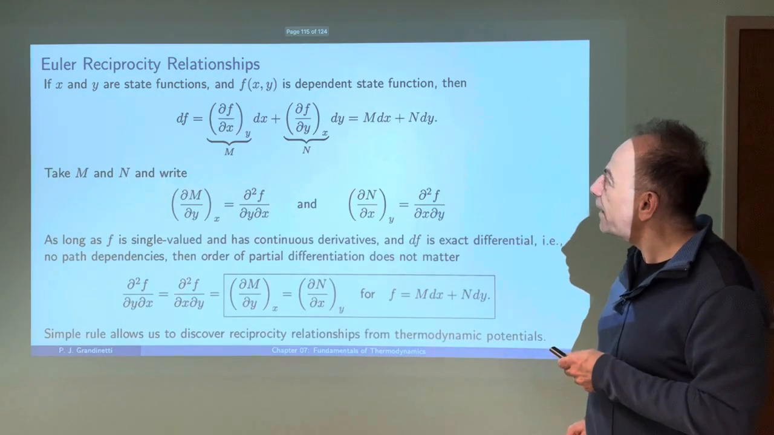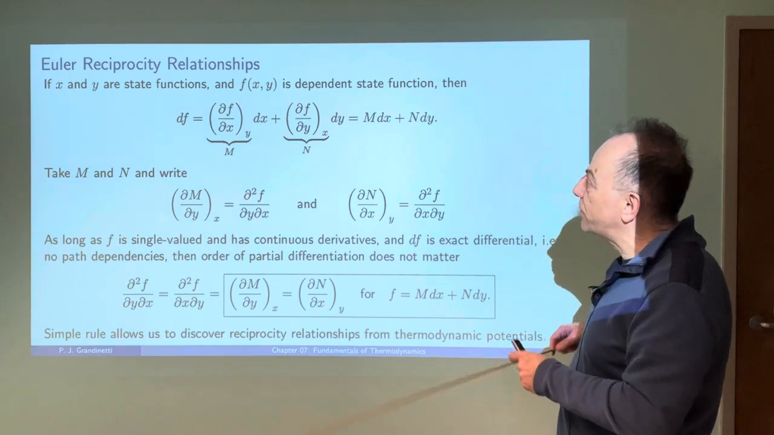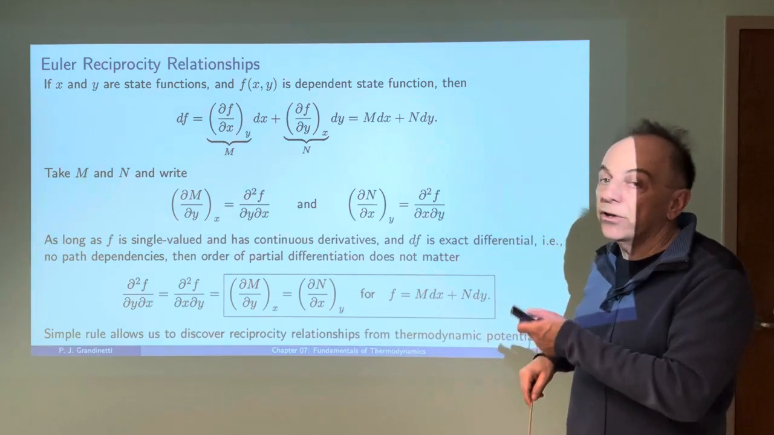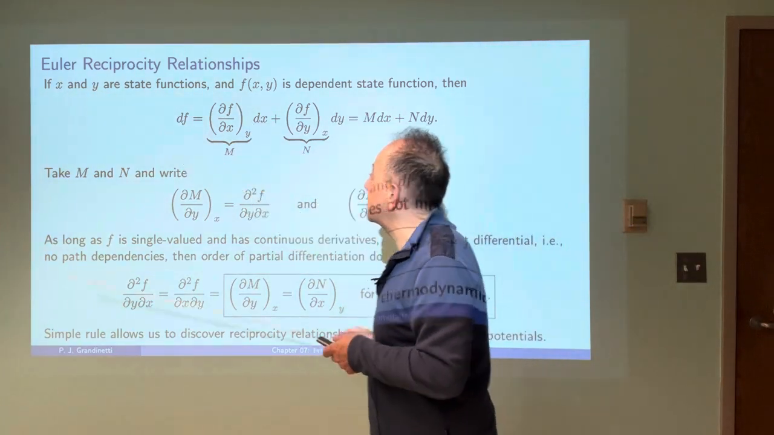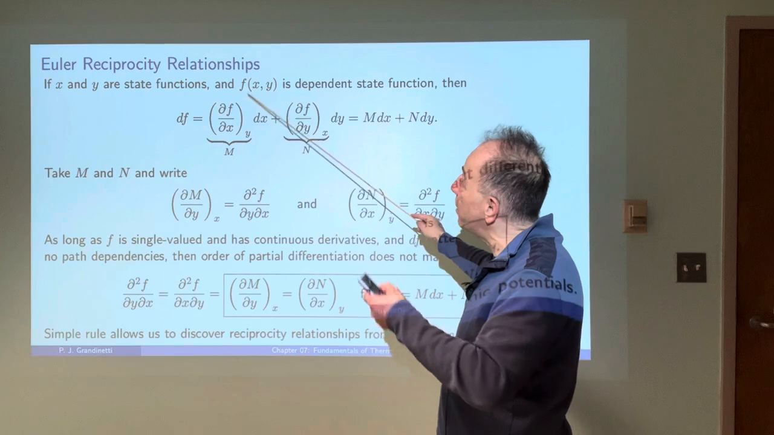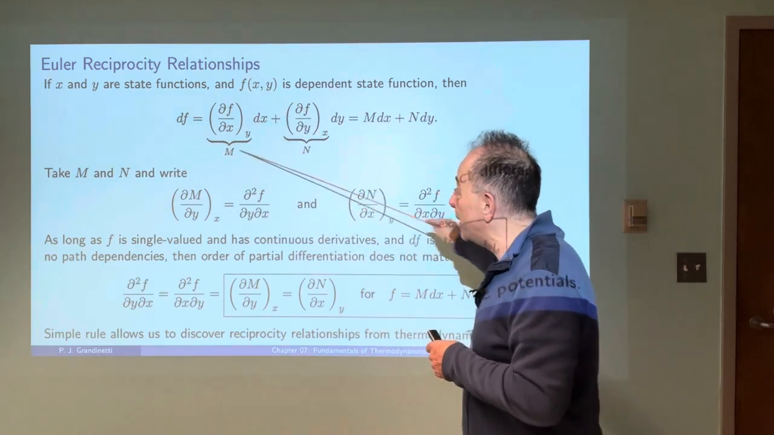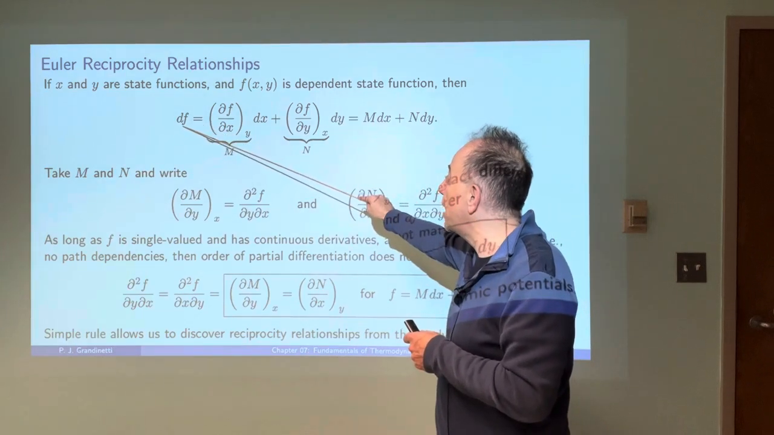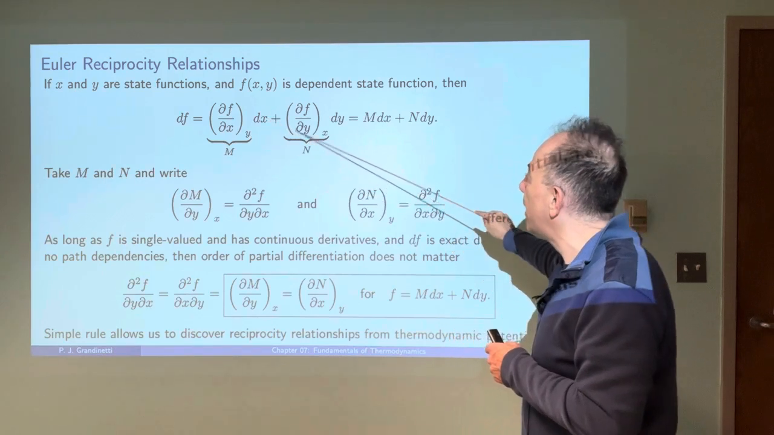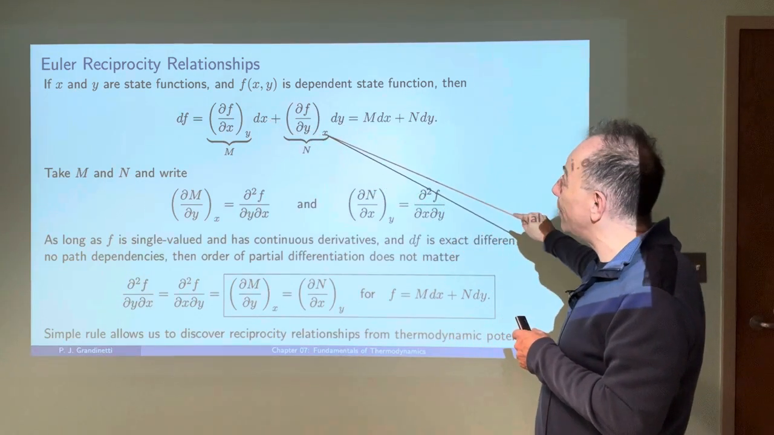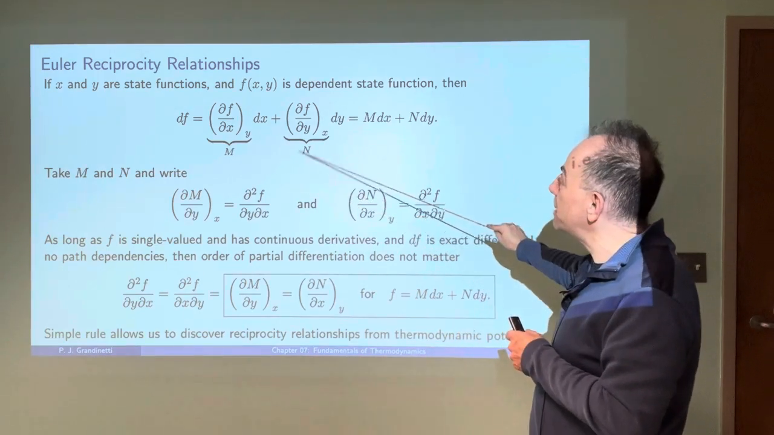Okay. Now, the next thing I want to talk about is relating some of these partial derivatives. So this is just a little math review of something called Euler's reciprocity relationships, which tells you that if you have two state functions, x and y, and you derive some other state function from them, say f here, then you can write down, as we've been doing in the previous slides, that the change of f is just the partial of f with respect to x with y held constant times dx, plus the partial of f with respect to y with x held constant times dy. And if we identify this as a quantity m, and this is a quantity n, we would write it this way.